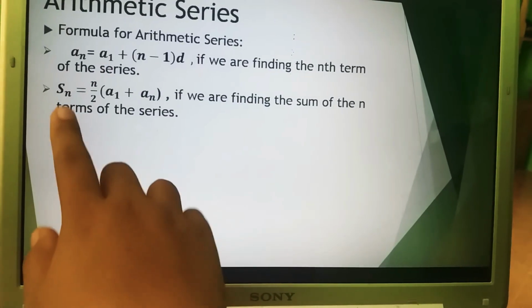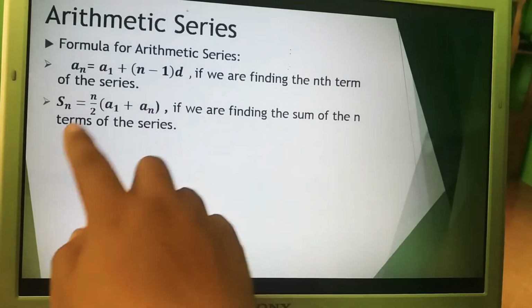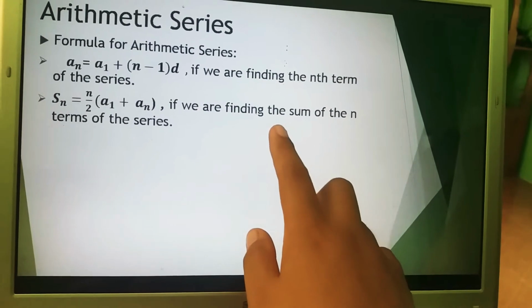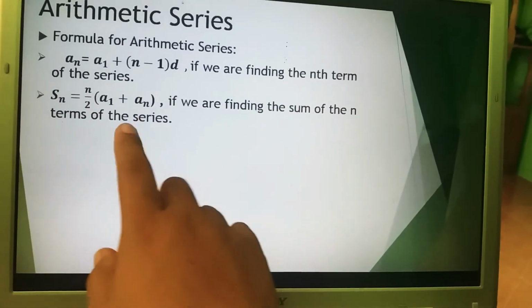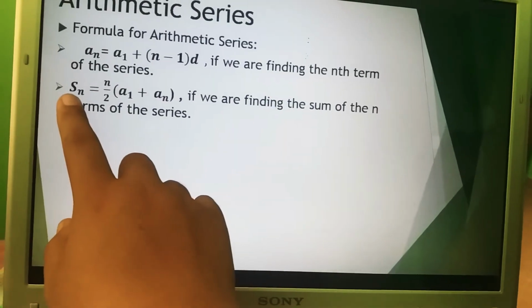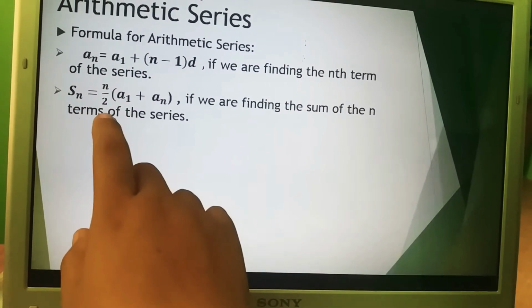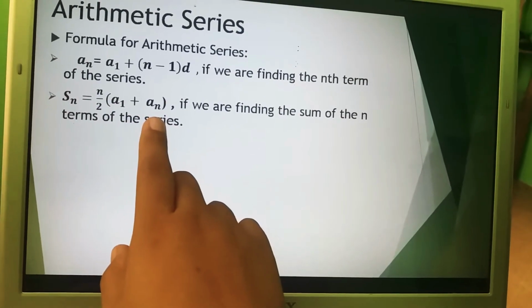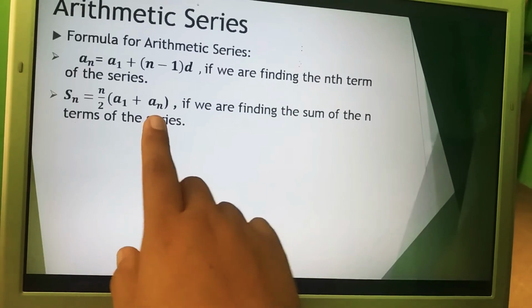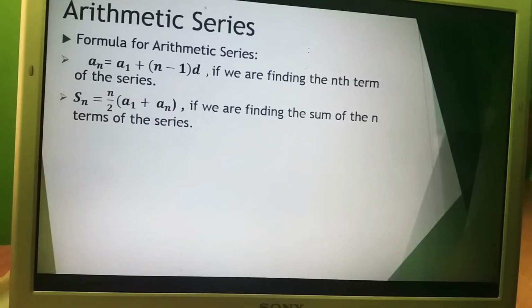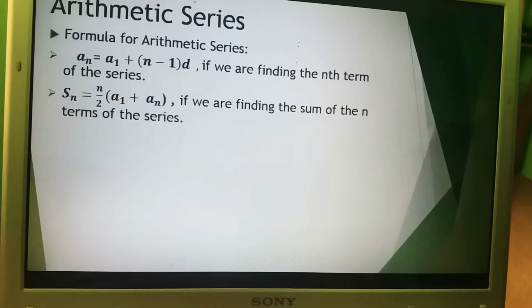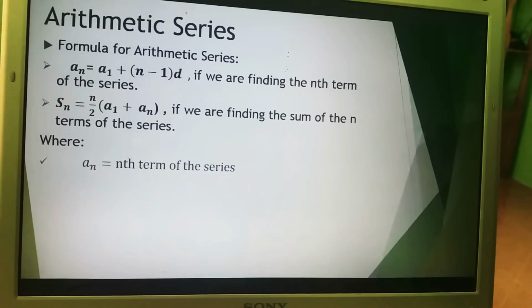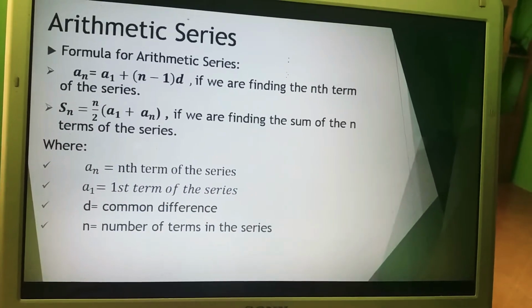And if we are finding the sum of the terms of the series, then we will use S sub n equals n over 2 times a sub 1 plus a sub n. So, what are those? The a sub n, a sub 1, S sub n, and n. These are the values of those things.